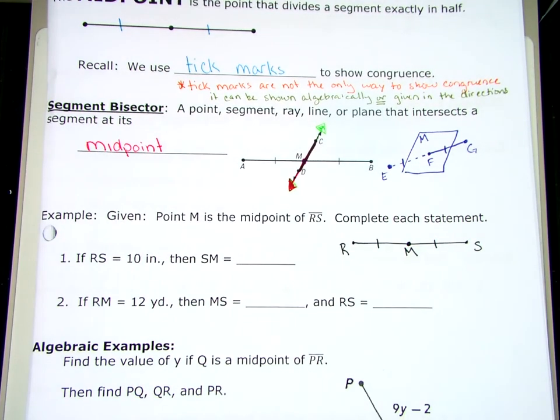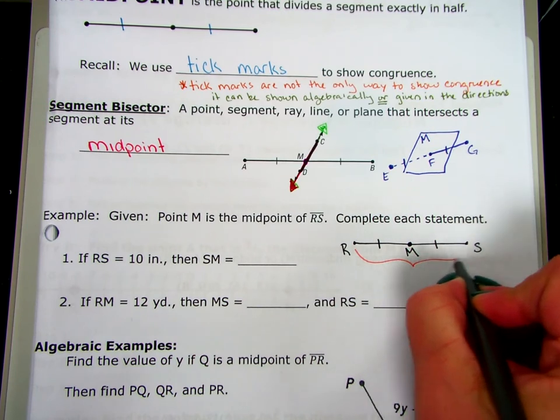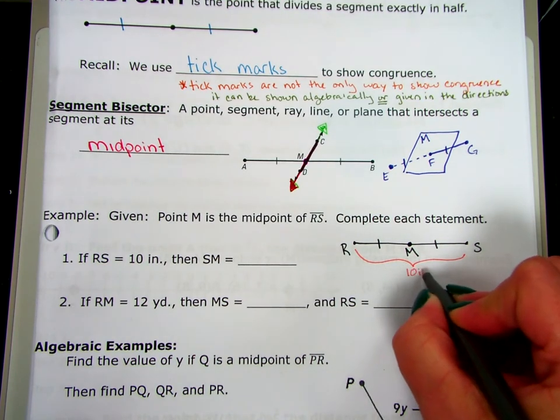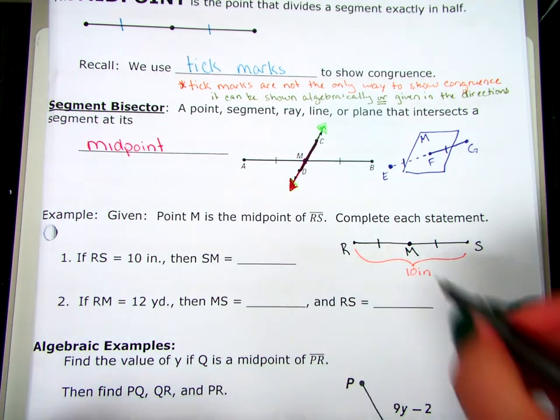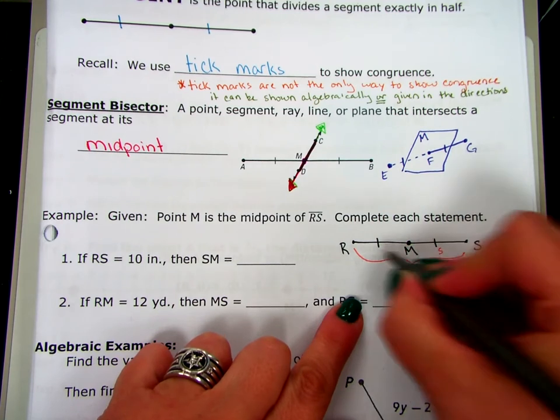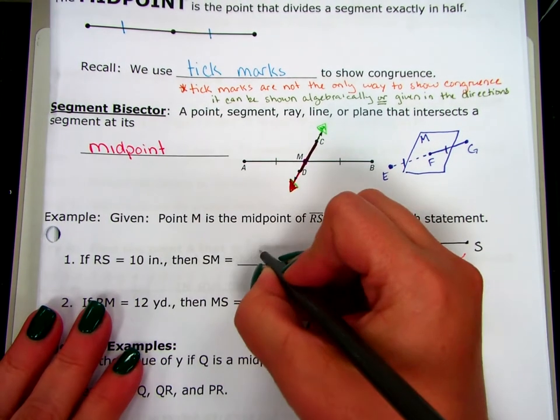Okay? All right, so now RS is 10. I'm going to add that to my picture. R to S is 10 inches. How far is it from just S to M? 5. 5, right? If the whole thing is 10, each side has to be 5 inches.